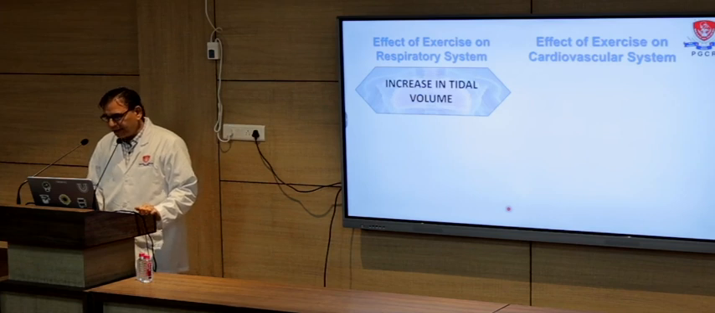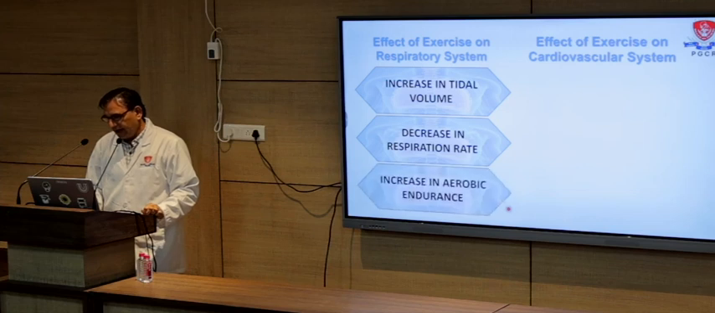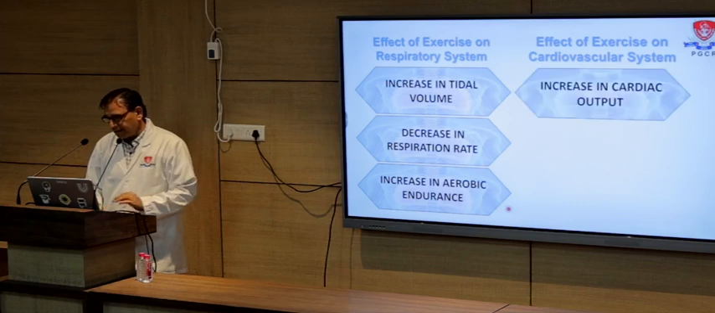Effect of exercise on the respiratory system. Increase in tidal volume: with regular exercise, tidal volume and vital capacity of the lung increase, by which more oxygen reaches the working tissues. Decrease in rate of respiration: regular exercise decreases respiration rate during rest. Increase in aerobic endurance: with regular exercise, less lactic acid is produced, which results in delayed fatigue. Effect on the cardiovascular system. Increase in cardiac output.